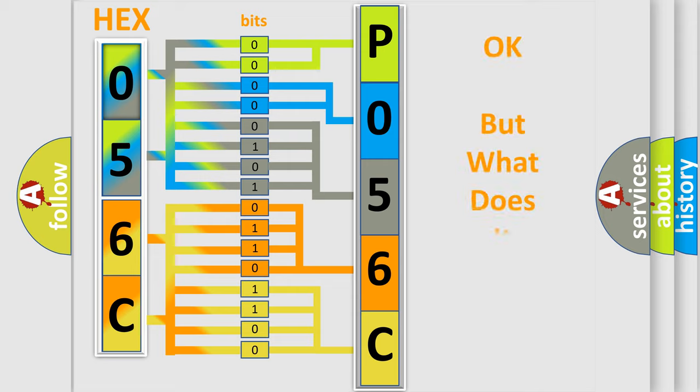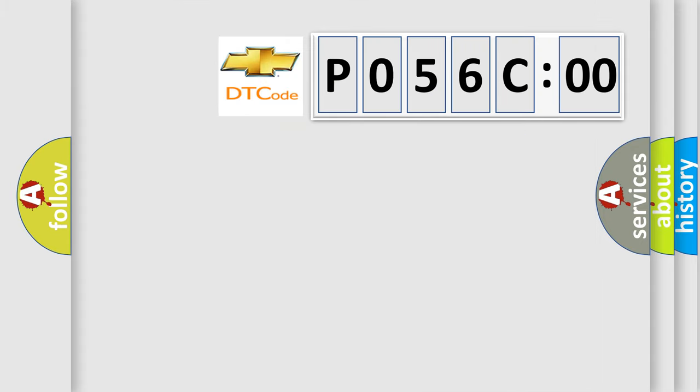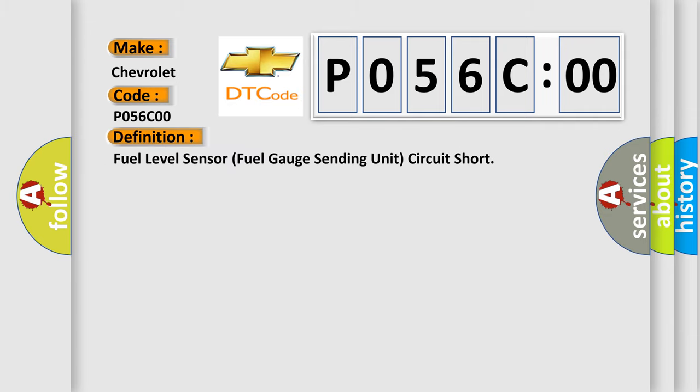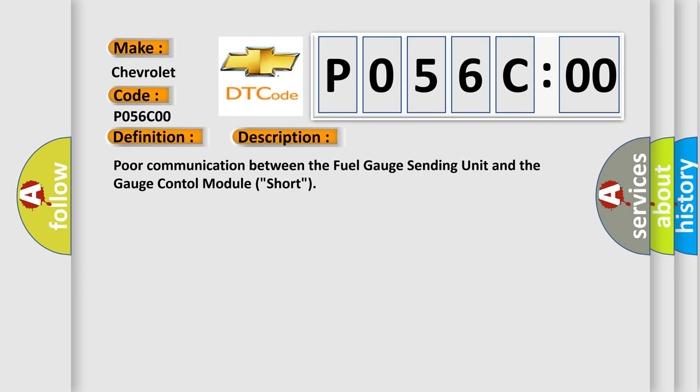The number itself does not make sense to us if we cannot assign information about what it actually expresses. So, what does the Diagnostic Trouble Code P056C-00 interpret specifically for Chevrolet car manufacturers? The basic definition is: fuel level sensor, fuel gauge sending unit circuit short. And now this is a short description of this DTC code. Poor communication between the fuel gauge sending unit and the gauge control module, short.